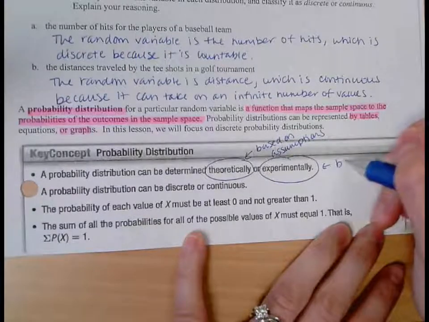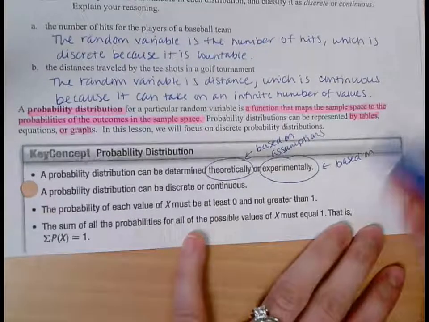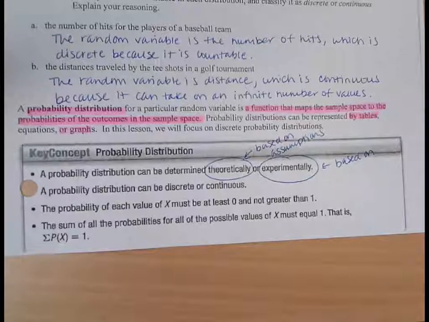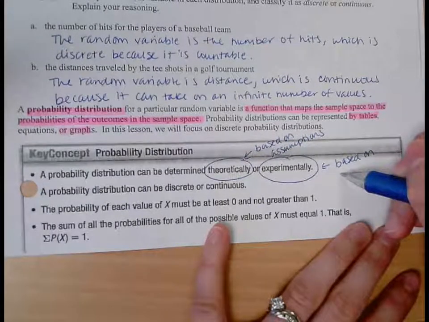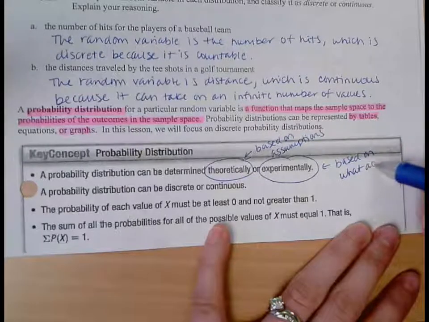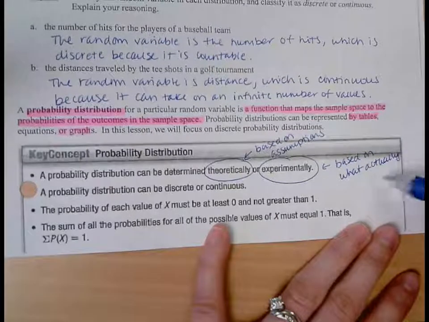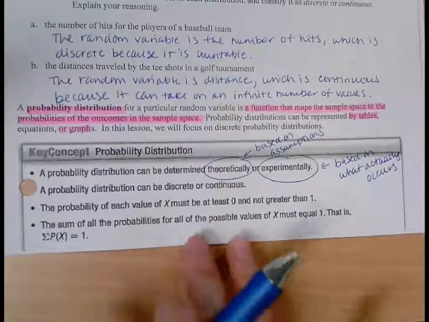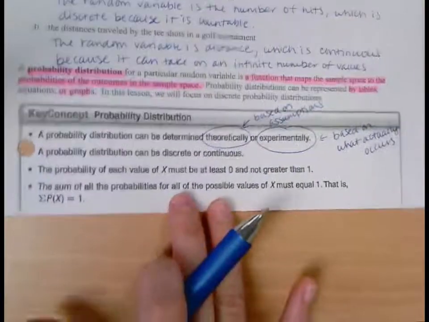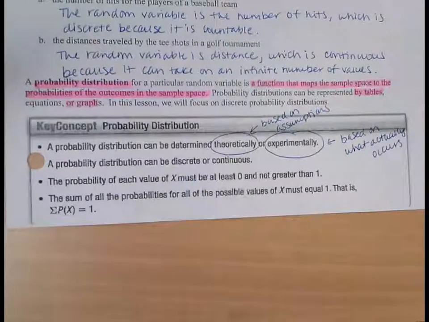So I should say it's really based on experiments, which is why it's called experimental. If you want to put even more detail than that, it's based on what actually happens or actually occurs. And that would happen through an experiment. So again, we are looking at theoretical, what you would assume to happen. As it says, we've already talked about it, it can be discrete or continuous. We are focusing just on discrete.